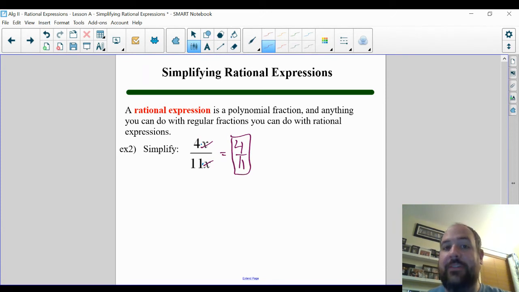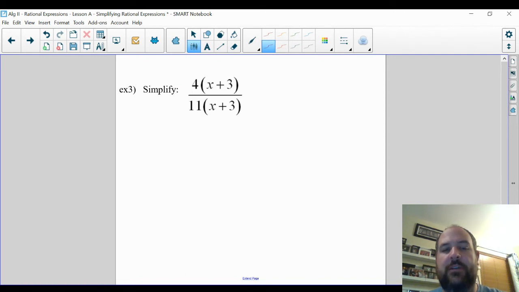One of the things we did not talk about in our exponents unit, but you might have talked about last year in factoring, is that when we talk about simplifying these variable expressions, it doesn't matter if I have a monomial like I had in the last case, or if I have something like here in number 3, 4 times x plus 3 over 11 times x plus 3. In this case, my common factor happens to be the entire quantity of x plus 3 in both the numerator and the denominator. So guess what? If I want to simplify this, the common factor cancels out, which means the x plus 3's cancel, and that leaves us with just 4 over 11.